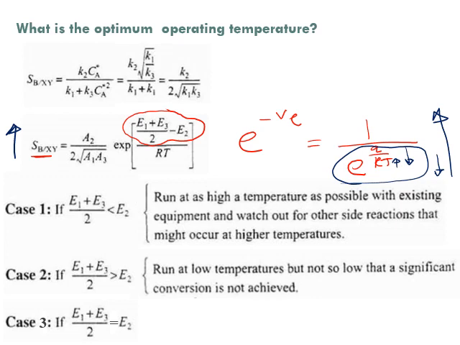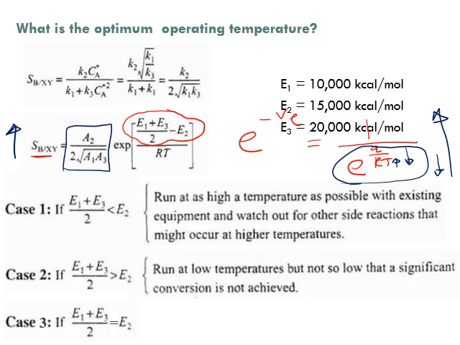Okay, let's take the third case, of course, of equal. So it goes to 0, and then you'll end up with only this portion, which means that selectivity is not a function of temperature. So run at the temperature of your choice, the one which gives you an appreciable conversion.